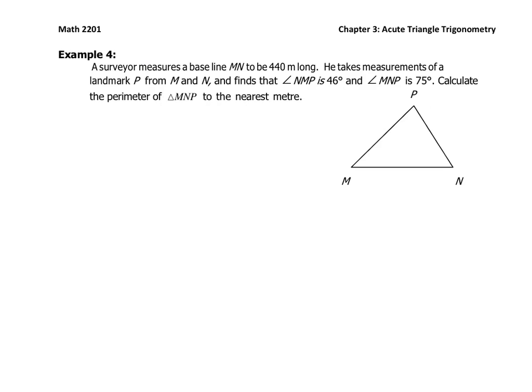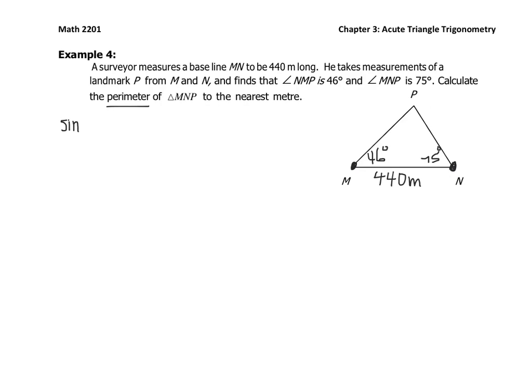All right, so the next example, a surveyor measures a baseline to be 440 meters long, and so MN is 440 meters. And he takes measurements of landmark P from M and N and finds that angle NMP is 46, so the middle letter tells you where your vertex is, and angle MNP is 75 degrees. And it asks you to calculate the perimeter. So the perimeter would be the sum of all the side lengths of that triangle. So we need to find the two missing side lengths. So we set up our law of sines here.